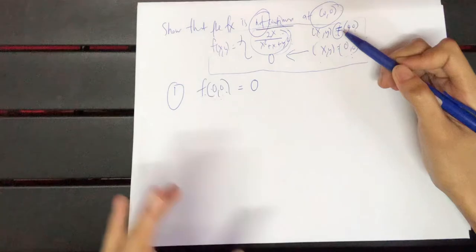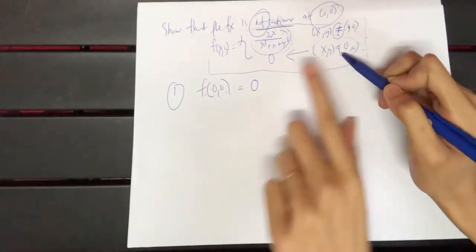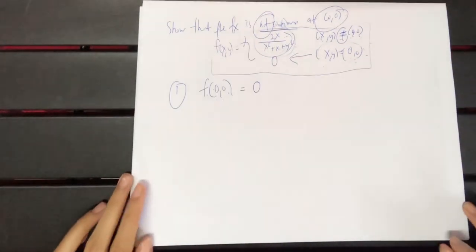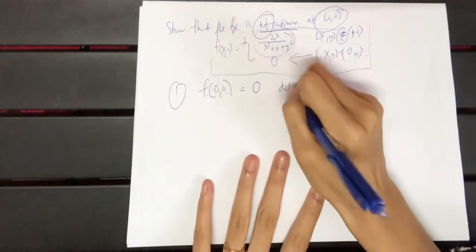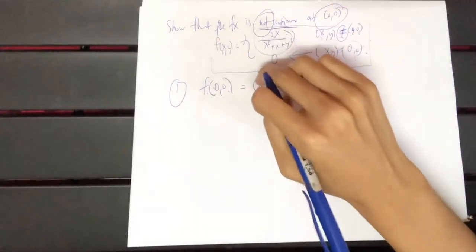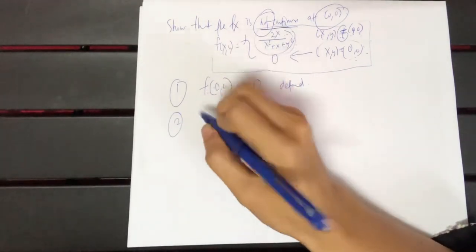It's just approaching. It's not equal. But this one is equal. So when it's equal, you must choose this one. So this is the answer. Okay. So it's defined. Maksudnya dia bukan max error. It's defined. You will get, you have a value here, which is 0.